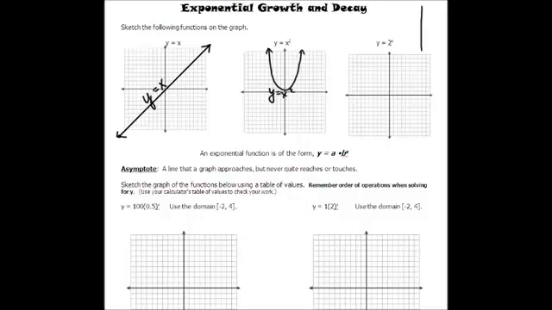And if you didn't know, you could have plugged in some values for x and seen what y equals. Well, if x is 0, y is 1, because anything to the 0 power is 1. If x is 1, it's going to be 2. If x is 2, it's going to be 4. If x is negative 1, it's going to be 1/2. If x is negative 2, it's going to be 1/4, etc. This graph actually looks like this, and we call that exponential growth.